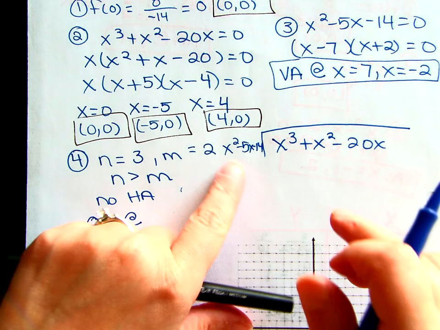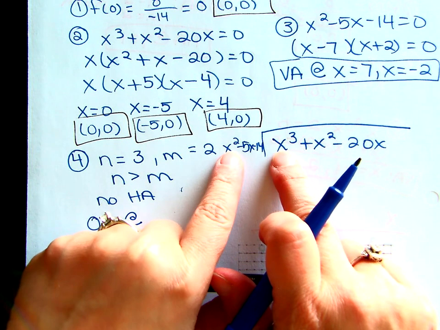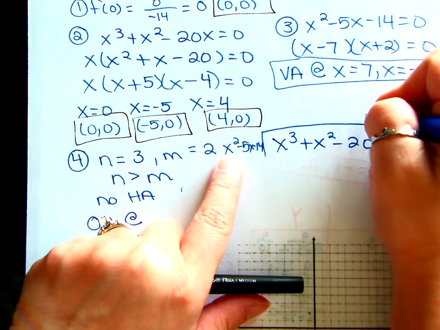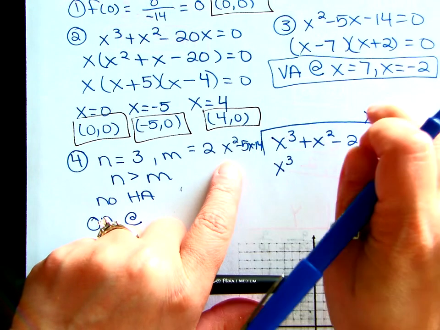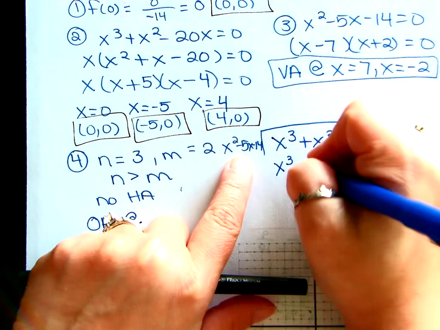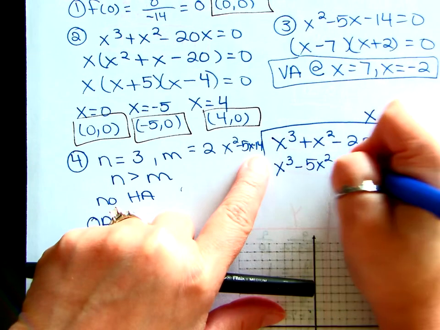So we have x squared, and we wanted to get to x to the third. What do we multiply it by? X. X times x squared will give us x to the third. X times negative 5x will give us negative 5x squared. X times negative 14 will give us negative 14x.